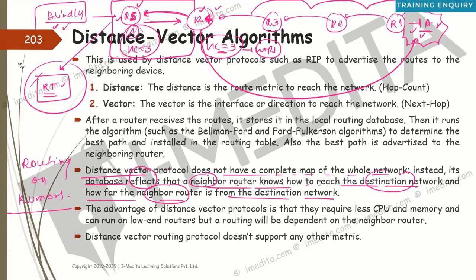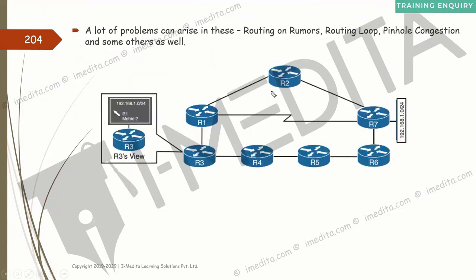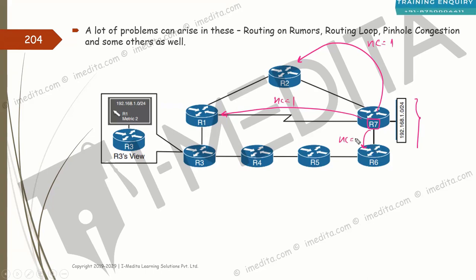So distance vector routing protocols do not maintain a complete topological map of the entire network. For example, in this topology, there is a network 192.168.1.0/24. Router 7 is going to advertise that network to router number 2, to router number 1, and to router number 6. It will say that if you want to go to this destination, you can reach that destination with a hop count value of 1. This one is also going to say that you can go there with a hop count value of 1. This router receives it.